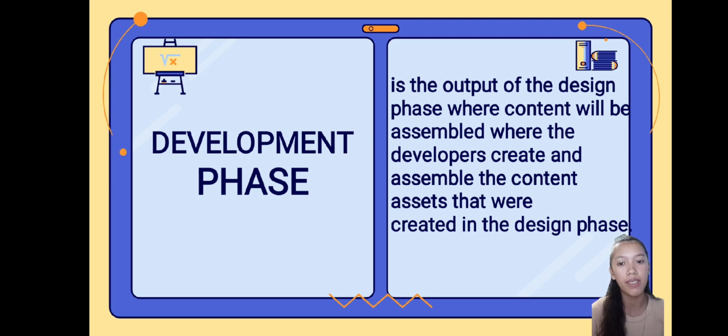The development phase is all about getting down to business and using insights collected from the earlier phases to start developing the course. In the development phase, you start to create and assemble the content assets that were blueprinted in the design phase. In this phase, the storyboards are created, the content is written, and graphics are already designed.